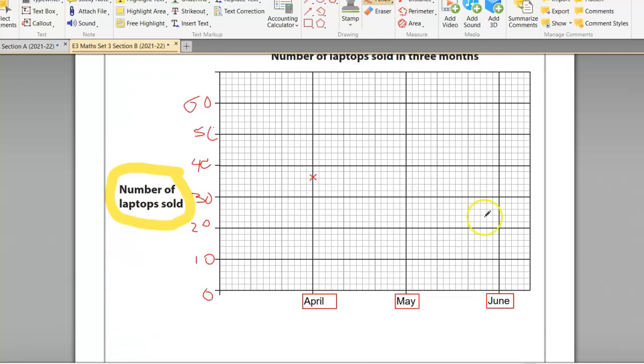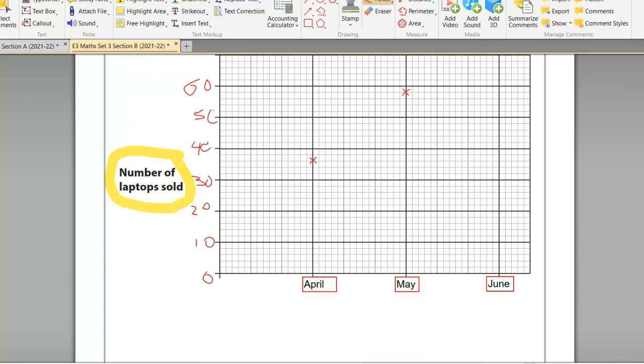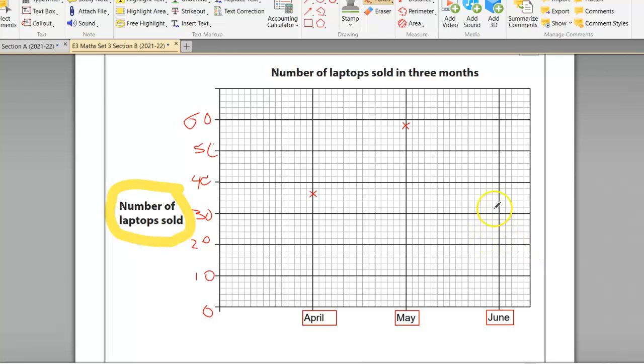Then May is 58. So May 58. So 52, 54, 56, 58. So that's going to be here. And then finally, June 44. So June 40, 42, 44 is going to be there.